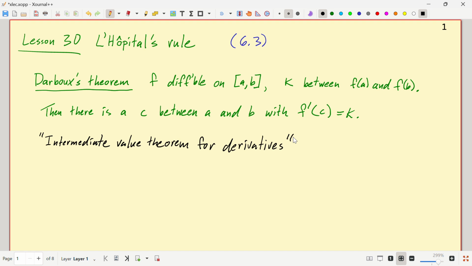Darboux theorem says that we assume that f is differentiable on a closed interval AB, and k is between f prime of A and f prime of B. Then there's a C between A and B where f prime of C is equal to k. And if you knew that f prime was continuous, that would be a snap. That would be the intermediate value theorem. But we don't know that. And somehow Darboux came up with a demonstration that didn't require that.